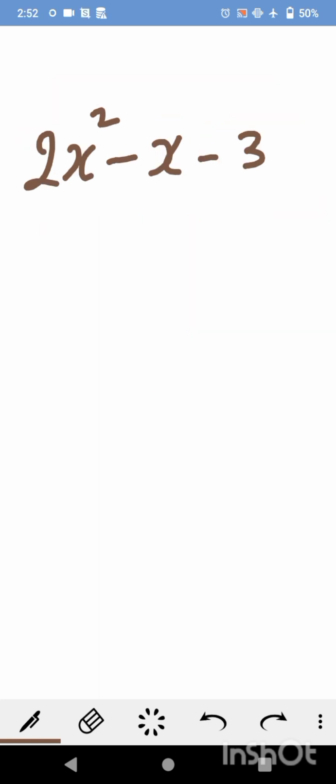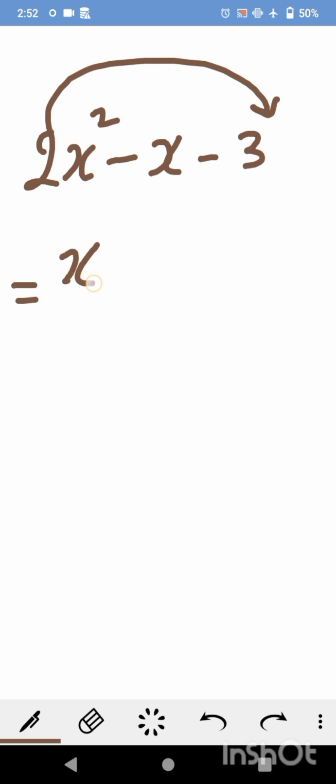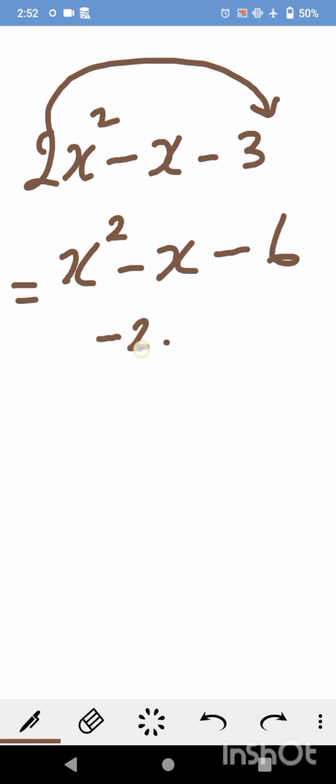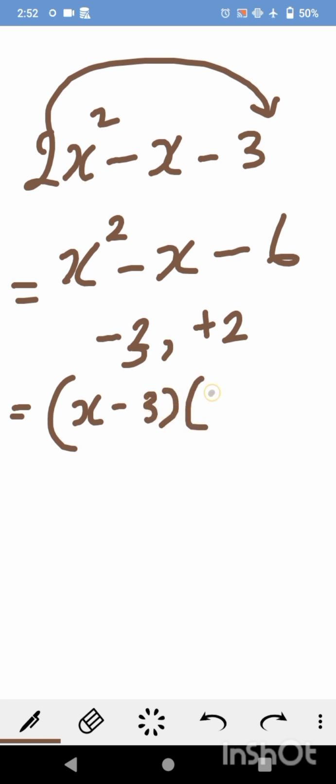Alright, so let's learn how to factorize this quadratic. Now, like we have been doing, the 2 multiplies the 3. So we have x squared minus x minus 6. Now our product factor and sum factor will have to be numbers you multiply to get minus 6, and when you add, give you minus 1. I think it should be minus 3 and plus 2, to satisfy the 2 conditions. So we'll drop the first one, x minus 3, open bracket, drop the second one, x plus 2.